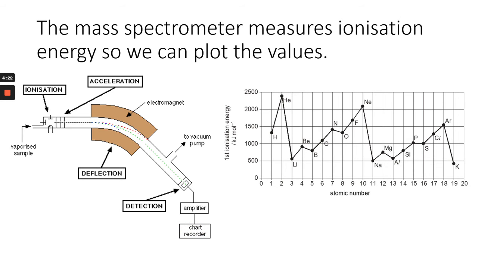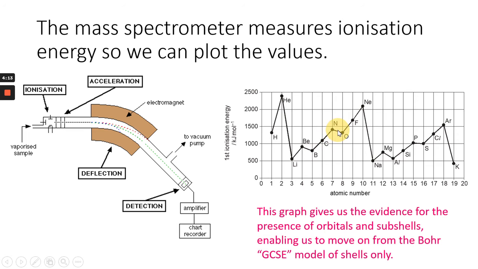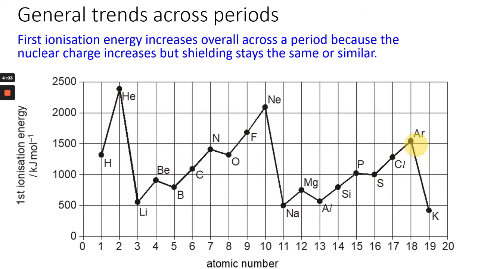So if we run a separate mass spectrum for all the elements across a period, you can get a graph that looks like this. And you can see that you've got dips and troughs that can only be explained by the use of orbitals and subshells as a model, which supersedes the original shell model that Niels Bohr came up with in the 1920s. So let's look at some general trends first, period 2 and period 3.